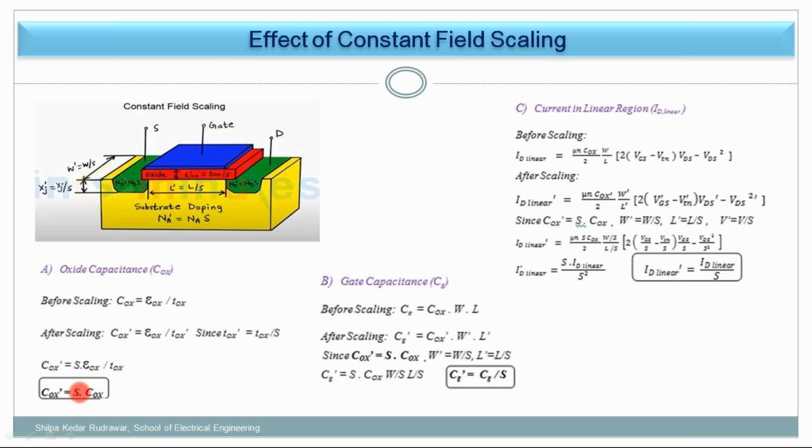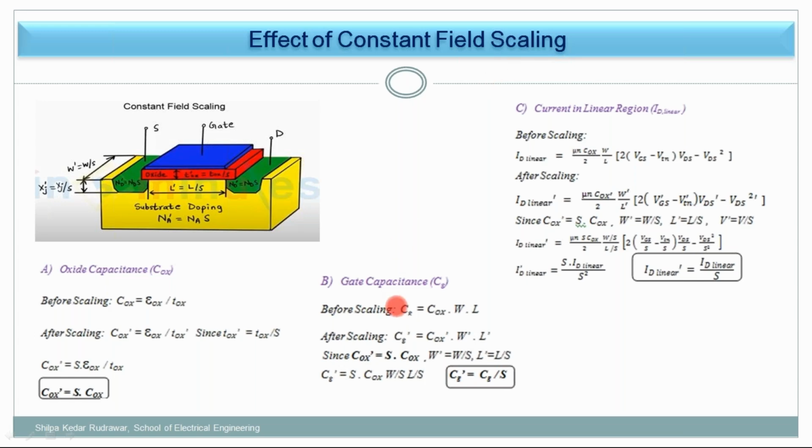Got it? If not, I will explain again. In this way only you need to go. I'm not taking all the things over here, but we will take something and some you need to do on your own. Now what is gate capacitance? How will gate capacitance get affected because of constant field scaling? In constant field scaling, all the parameters are scaled down, that you know.